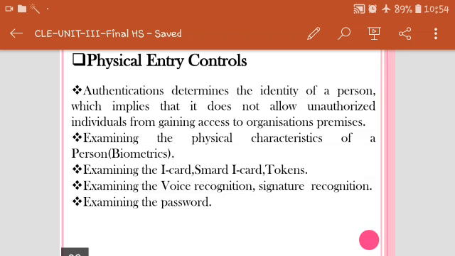Examining the password. The employee already has the password, and has already been given some extra tokens and some information. At that time he has to enter the password for the same.